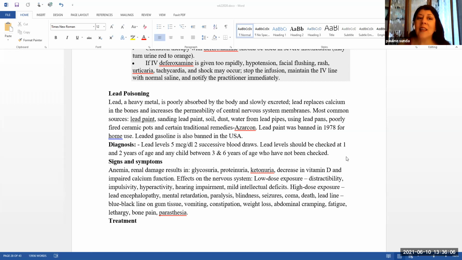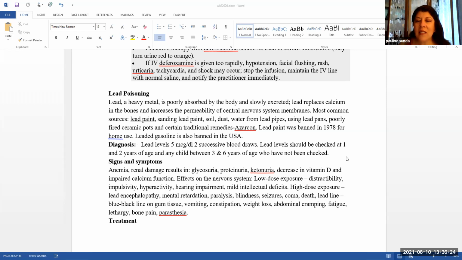So lead poisoning is a heavy metal. It is poorly absorbed by the body and slowly excreted. Lead replaces calcium in the bones and increases the permeability of central nervous system membranes. Most common sources of lead are lead paint.